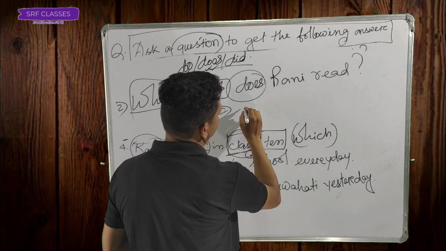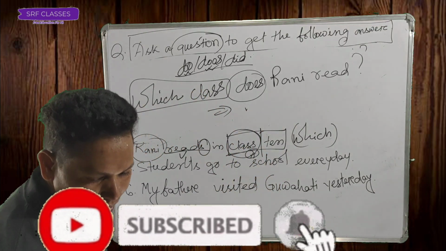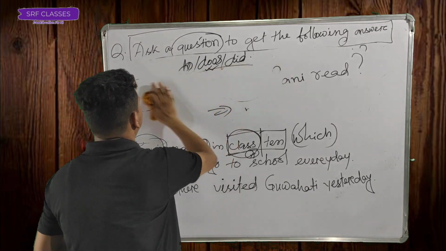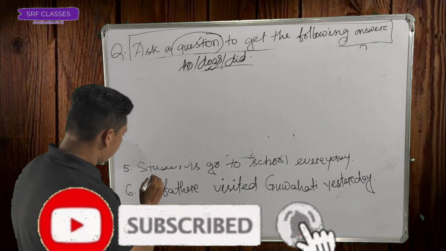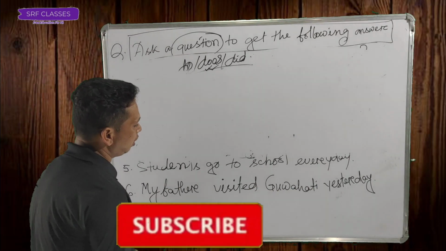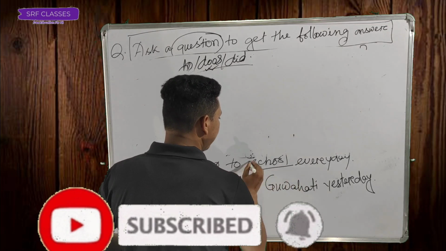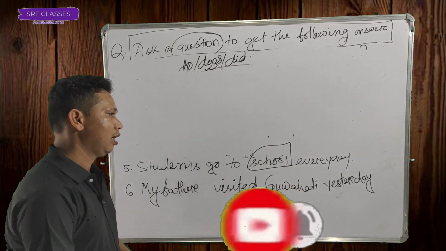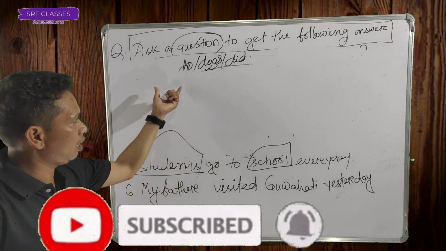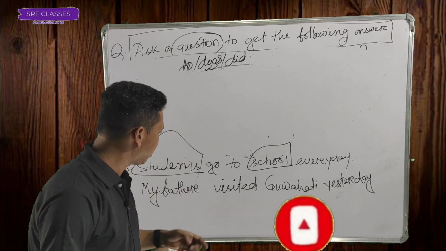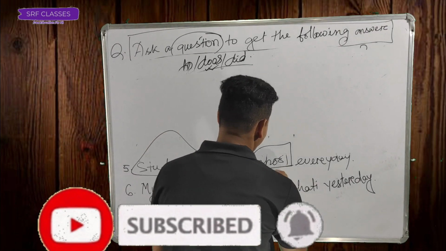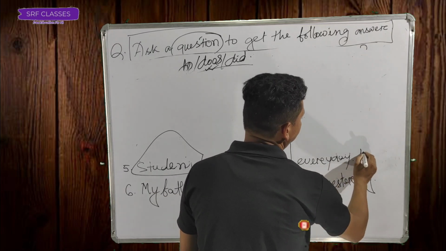So we can say, which class does Rani read? In class 10. Okay, I hope you understand. We will proceed to the next one. The next one is, students go to school every day. Here school can be an answer and students can be an answer. If the subject is the answer, I already told you how to change it. So we will take the school. If the answer is the school, you should take where.